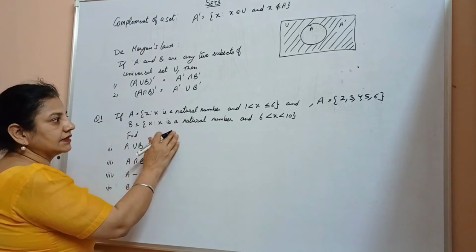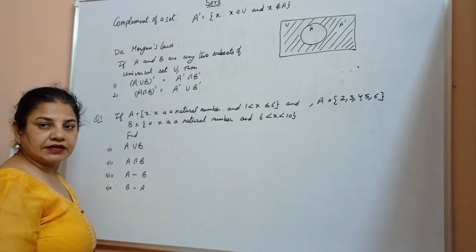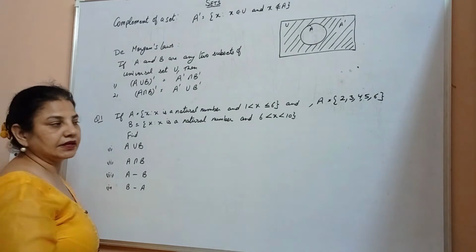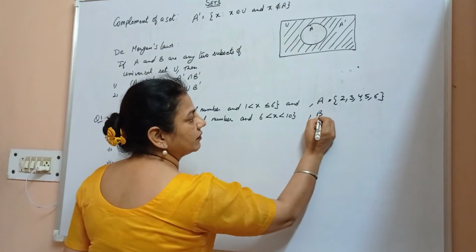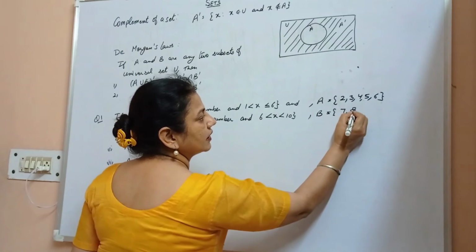B is a set {x such that x is a natural number and x is strictly greater than 6 and strictly less than 10}. So in roster form, I will write it here as 7, 8, 9.